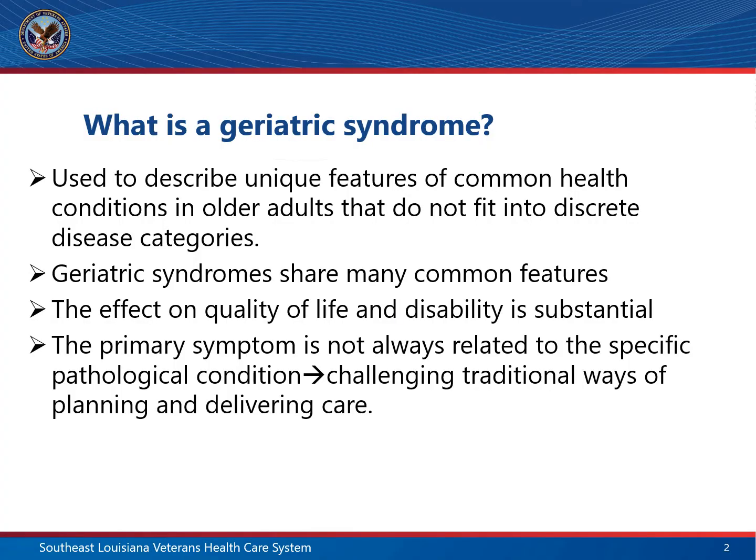The term geriatric syndrome is used to describe the unique features of common health conditions seen in older adults that don't fit into discrete disease categories. Many of the geriatric syndromes share common features. The effect on the quality of life and disability of an older adult, though, is substantial when they have geriatric syndromes. In geriatric syndromes, the primary symptom or presenting symptom is not always related to the specific pathological condition, which challenges traditional ways of planning and delivering care.